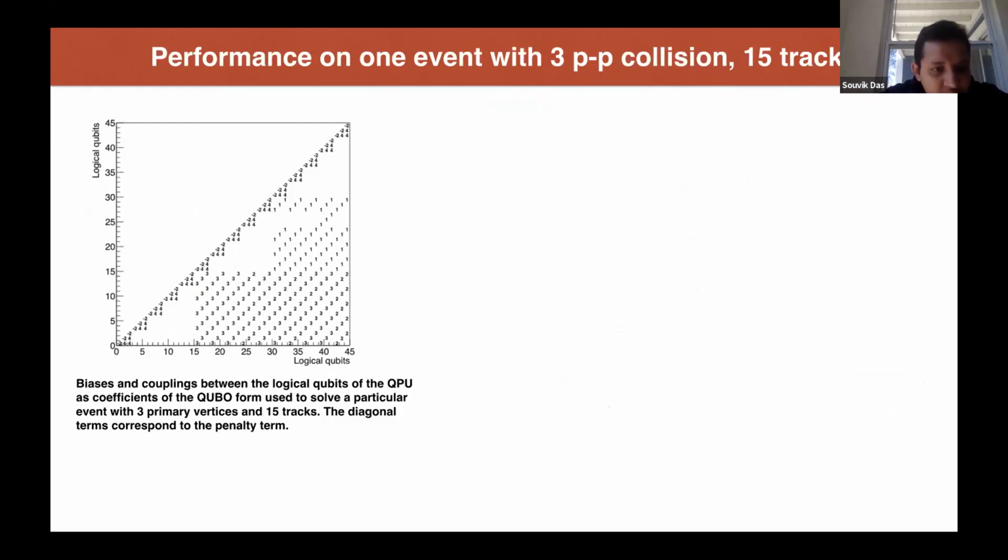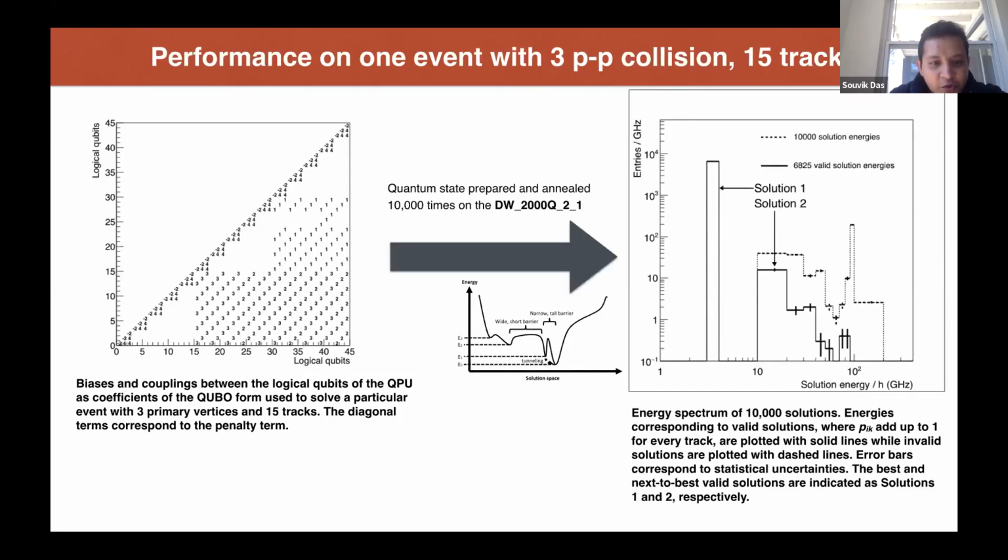Okay, so on the left is a matrix. It's a lower triangular matrix, and this represents the biases and couplings between the logical qubits of the QPU, as coefficients of the QUBO form that was used to program the D-Wave to solve a particular event with 3 primary vertices and 15 tracks, where we know exactly what the Monte Carlo truth is.